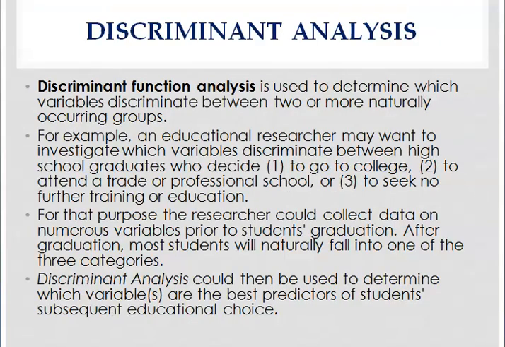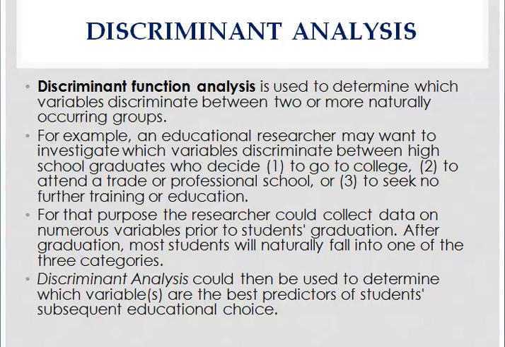Next we are going to see discriminant analysis. Discriminant function analysis is used to determine which variables discriminate between two or more naturally occurring groups. It is a statistical procedure that classifies unknown individuals and gives the probability of their classification into certain groups.